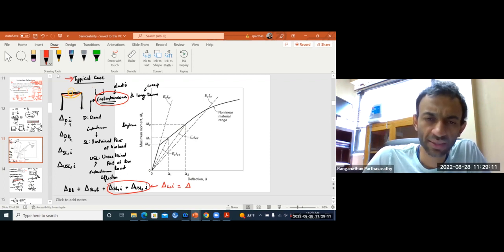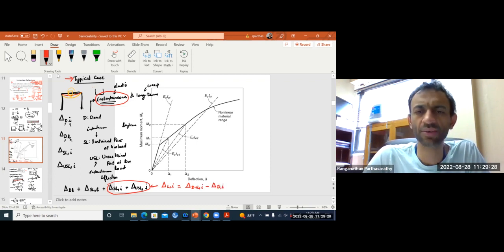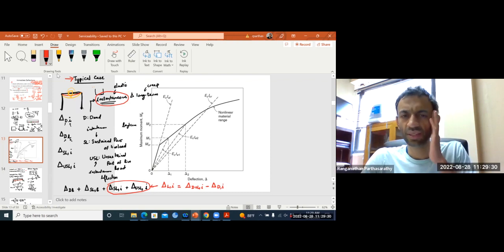For the typical case, instantaneous deflection due to live load is calculated as instantaneous deflection due to dead plus live minus instantaneous deflection due to dead load. So why do we need to calculate like this? Let me explain.